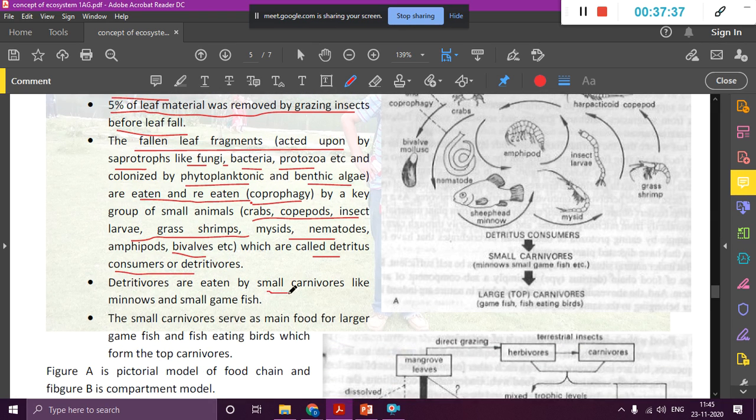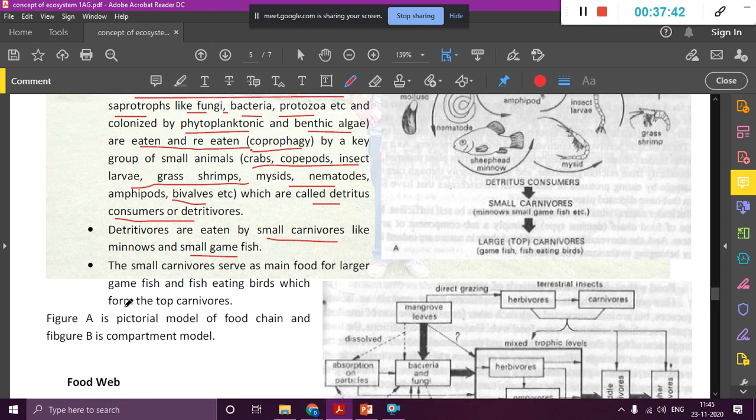Detritivores are eaten by small carnivores like small fish. The small carnivores serve as main food for larger fish and fish-eating birds, which form the top carnivores. So detritus consumers are eaten by small carnivores, and those are eaten by large carnivores.